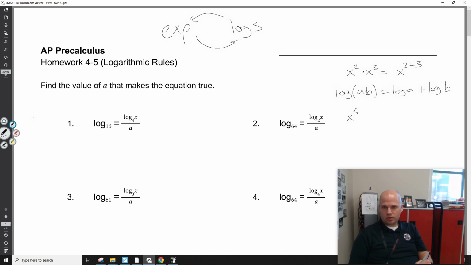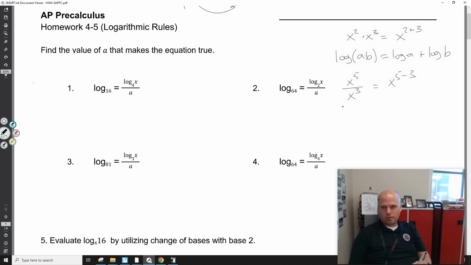This is very similar to the property that you get when you're dividing. So you know that you can cancel out, you'd be left with two x's, or that's like subtracting the two exponents. You will find that when you have a quotient inside a logarithm, you can write it as a difference of the two values inside the logarithm.